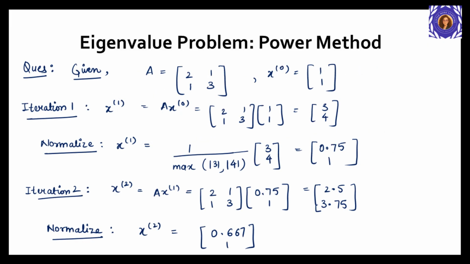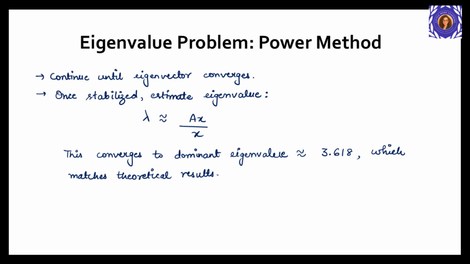Let's try this with a small matrix A that has elements 2, 1, 1, and 3, and our initial vector x0 with values 1 and 1. Iteration 1 is to multiply the vector with the matrix. Then we normalize it to prevent overflow. We repeat it with iteration number 2 and normalize it again. Keep doing this until the vector stabilizes. Then compute the Rayleigh quotient to estimate the eigenvalue. This approach converges well when the matrix has a dominant eigenvalue, and it gives us a great approximation without the need of characteristic polynomials.